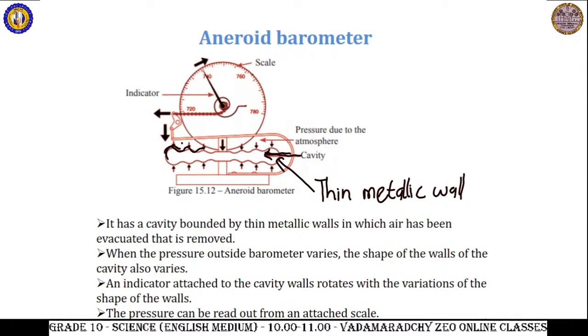Then the other barometer, the aneroid barometer. An aneroid barometer has a cavity covered by a thin metallic wall. Due to variation in atmospheric pressure, the shape of the metallic wall changes. According to these changes, the indicator rotates. So we can get the reading from the aneroid barometer.